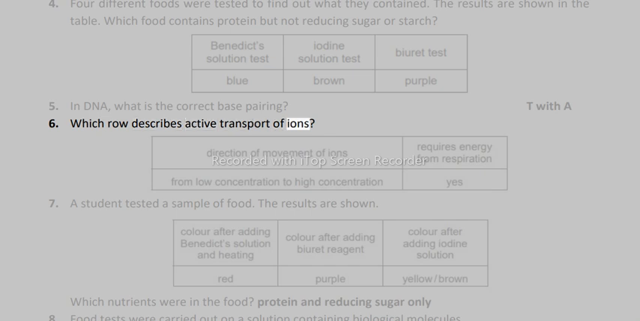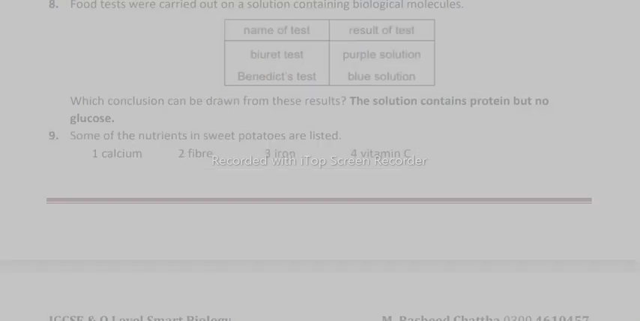7. A student tested a sample of food. The results are shown. Which nutrients were in the food? Protein and reducing sugar only. 8. Food tests were carried out on a solution containing biological molecules. Which conclusion can be drawn from these results? The solution contains protein but no glucose.